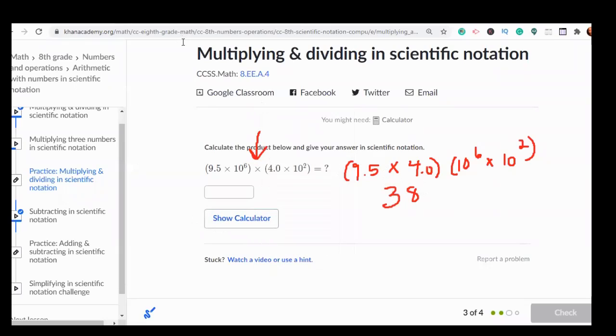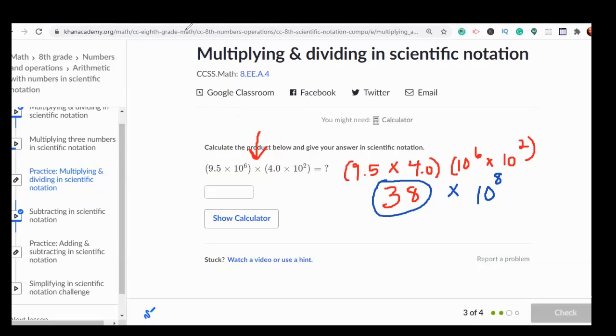Now we can move on to the other parts, the base 10s. Remember, exponent rules, when we multiply something with the same base, we can just add the exponents. So 6 plus 2 would be 8. I'm able to do that because we were multiplying this time. Okay, so I have 38 times 10 to the 8th. The last thing we do is check to see if this is real scientific notation. And it's not. Why? Because we have 38. 38 is not between 1 and 10.